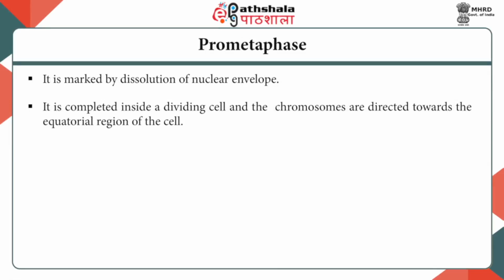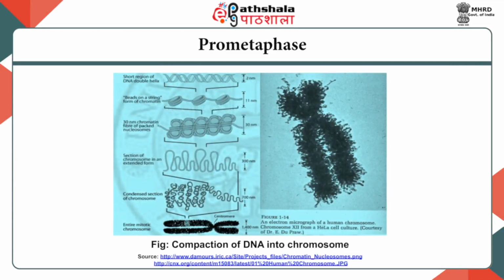Dissolution of the nuclear envelope marks the beginning of the next phase, that is prometaphase. In this phase, chromosomes are directed towards the equatorial region of the cell and microtubules make contact with the kinetochore and are captured. This given figure depicts how DNA is compacted in the form of chromosomes during prophase. This compacted form of DNA is easy to segregate between daughter cells. You can see how exactly a chromosome looks. This is showing human chromosome 12 from the HeLa cell line.